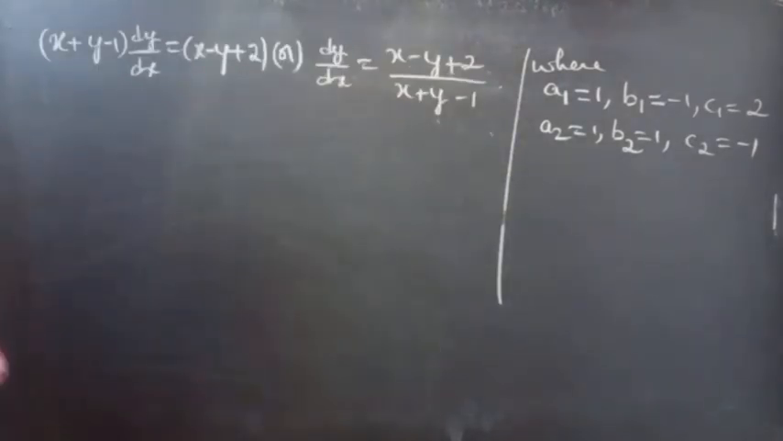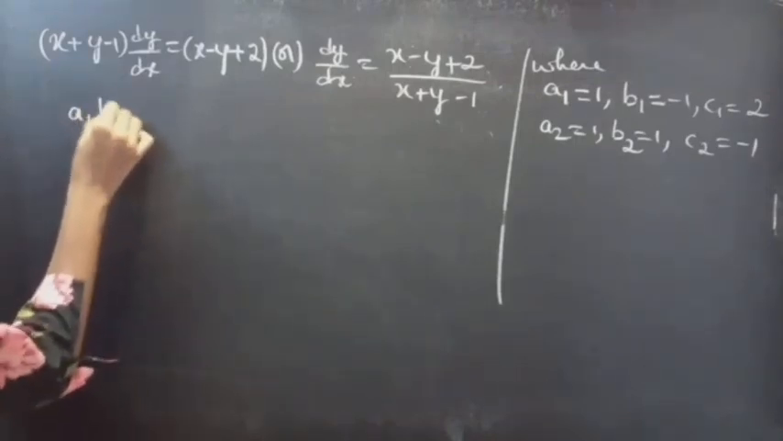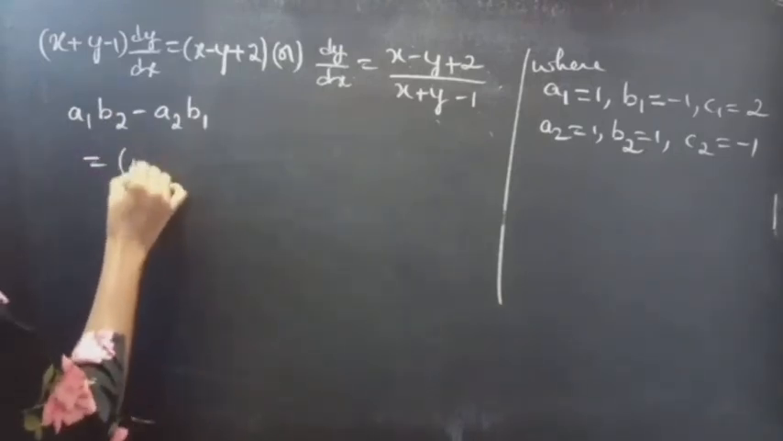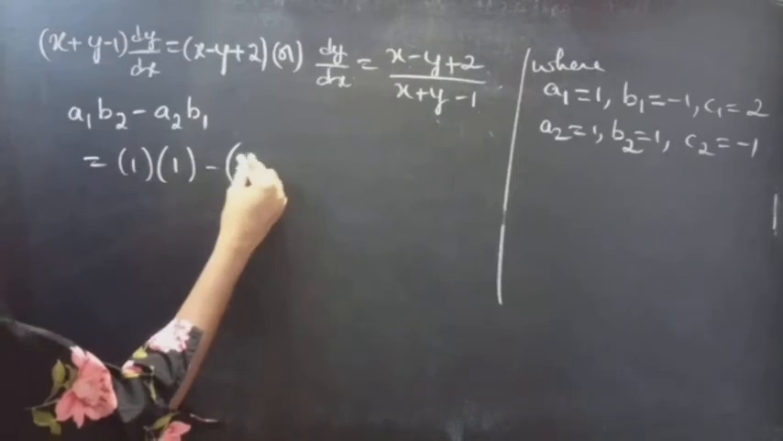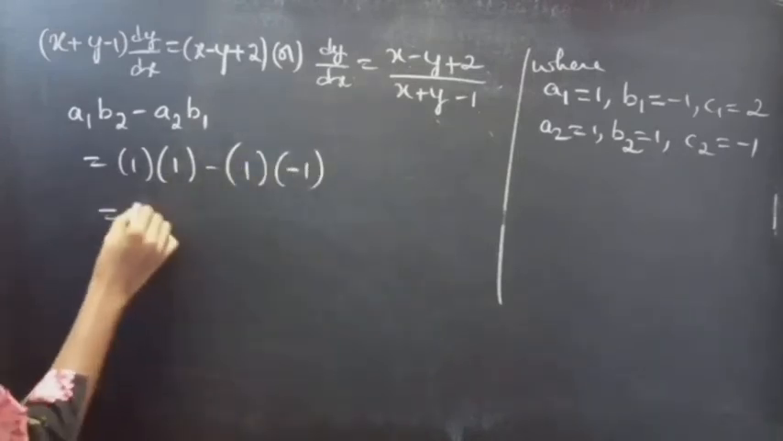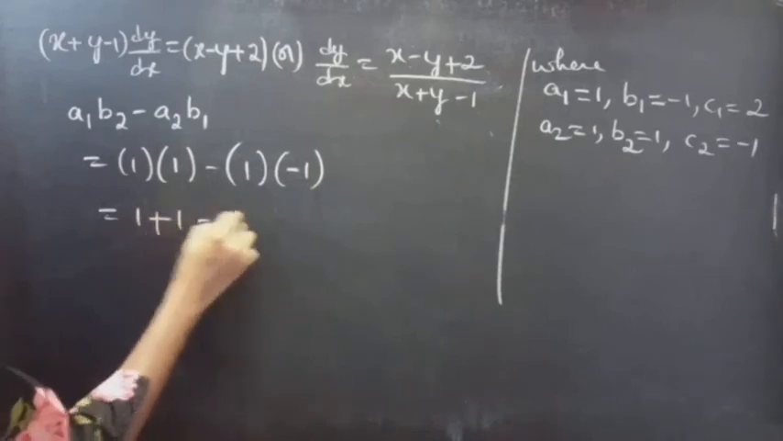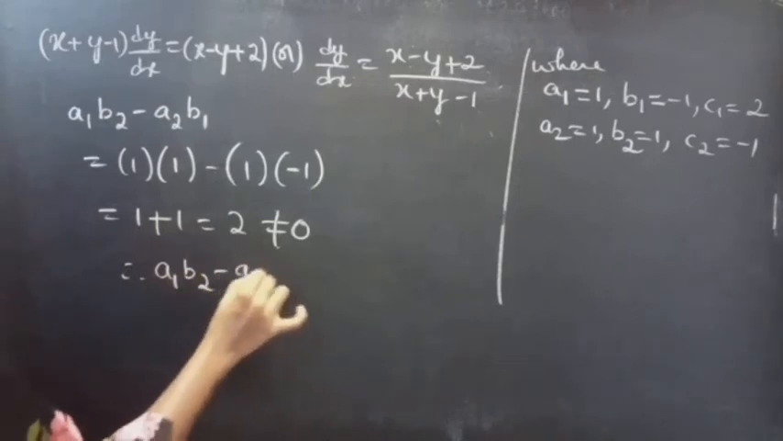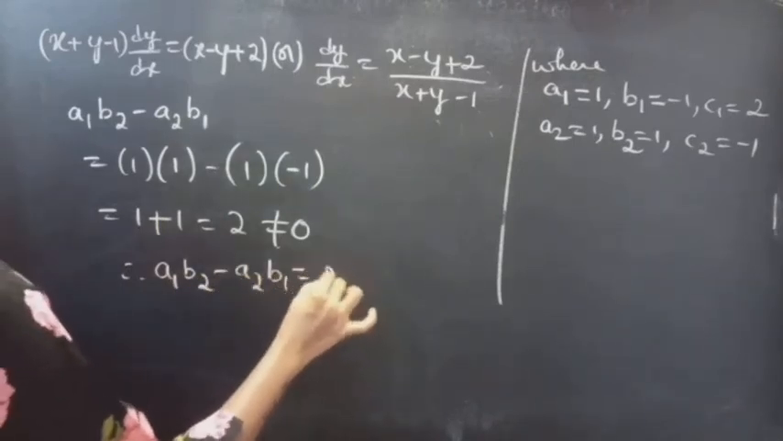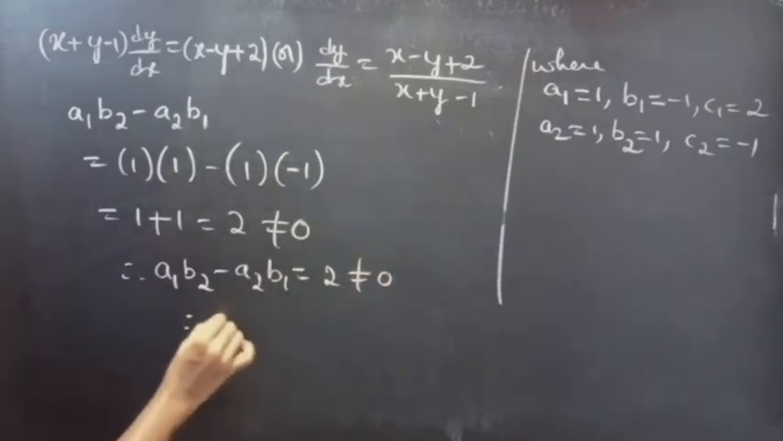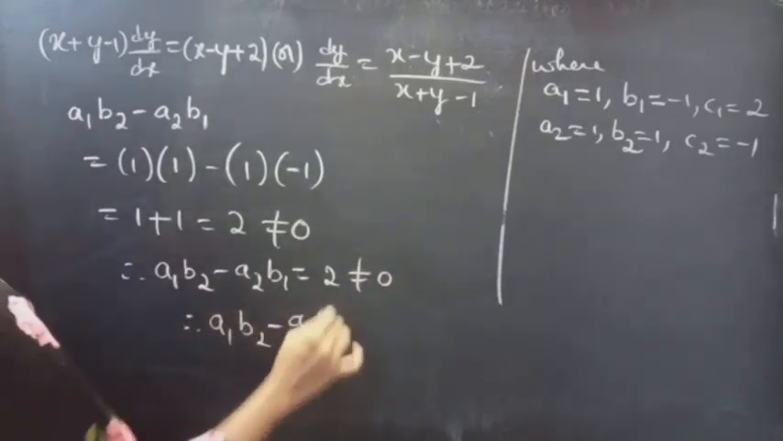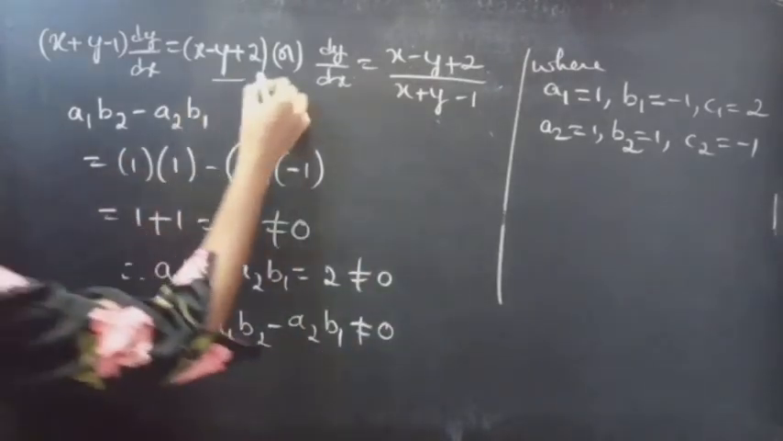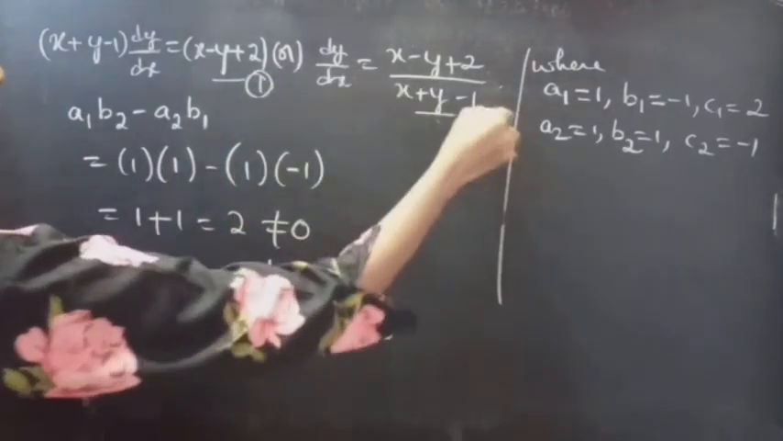Now find a1b2 - a2b1 = (1)(1) - (1)(-1), which is equal to 1 + 1 = 2, which is not equal to 0. Therefore, a1b2 - a2b1 = 2, which is not equal to 0, or you can say a1b2 - a2b1 is not equal to 0. Consider the given equation as equation 1.